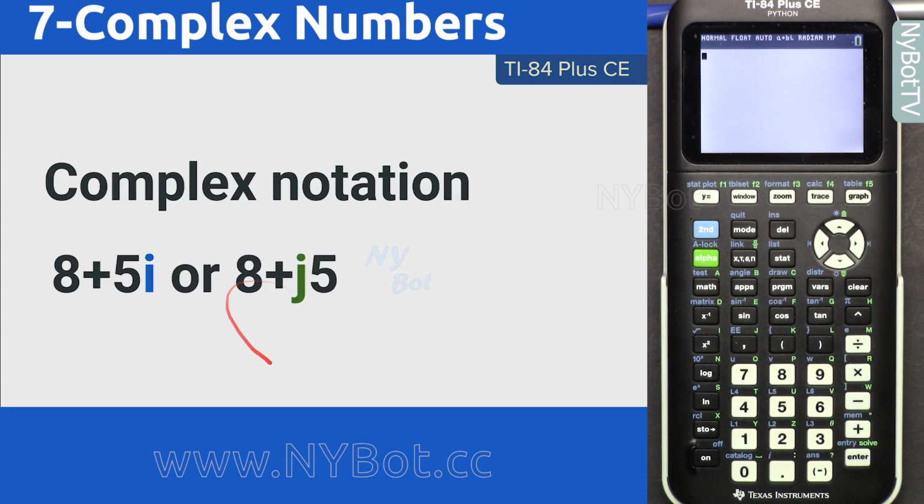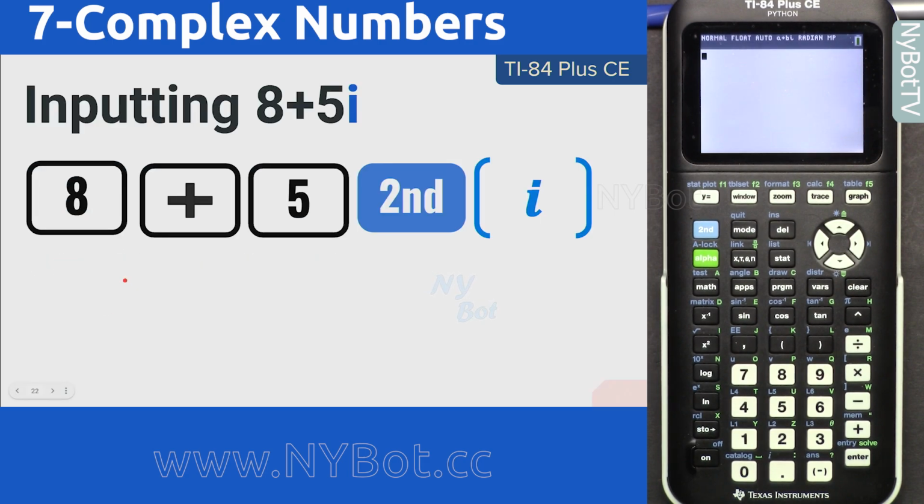Now the complex notation is such that in some books or teachers use a real plus a number with i, or you will see real plus j and an imaginary value. So i is at the end, and here j is just before the number, so remember, but this calculator uses i, and we go with this i.